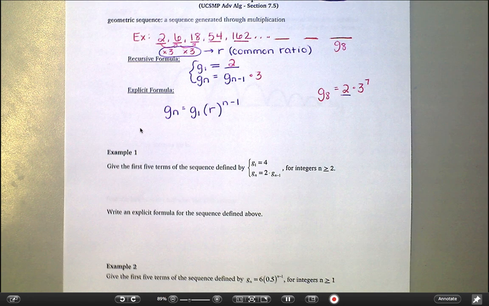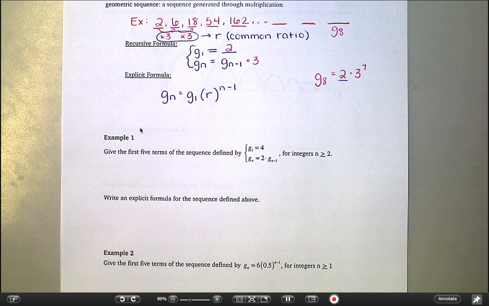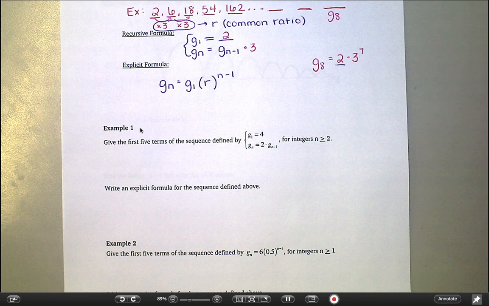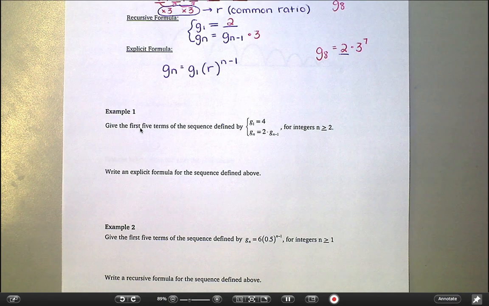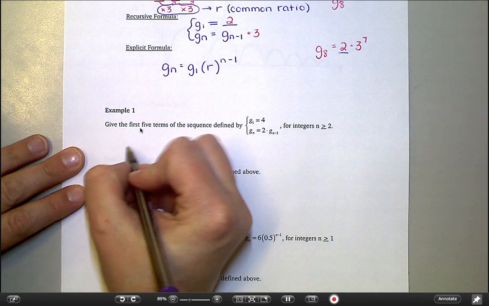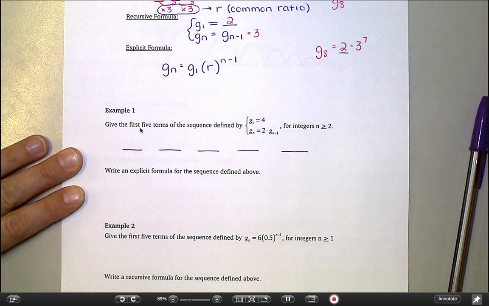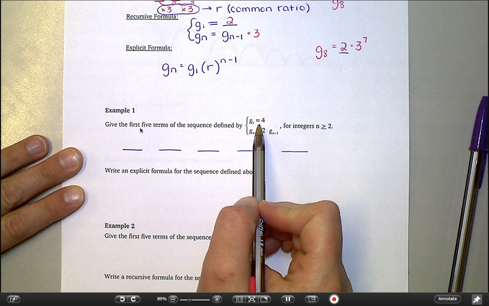Okay, so taking a look at that example 1, take a second and just read that notation and see if you can make sense of what it's saying. And then we're going to give the first 5 terms. So we're going to do 1, 2, 3, 4, 5. So the first term is given to us, right? The first term is 4.